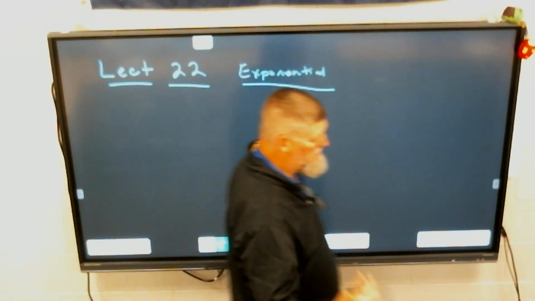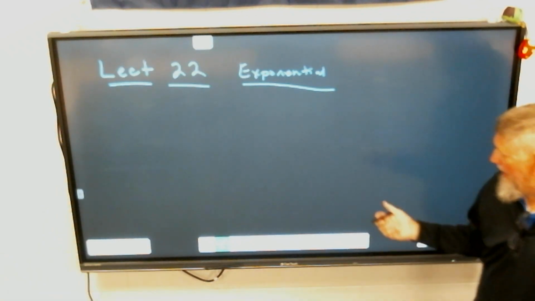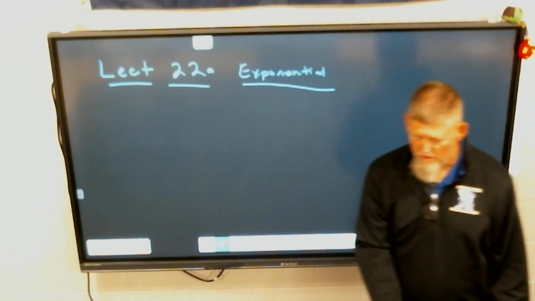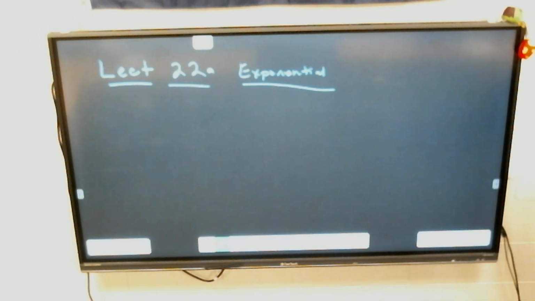So today is going to be lecture 22, and if you want to call it part A, that's kind of what I did in my notes. Part A, we're going to talk about exponential functions, and then we're going to talk about logarithmic functions, and then how to solve those types of equations. So what is an exponential function?